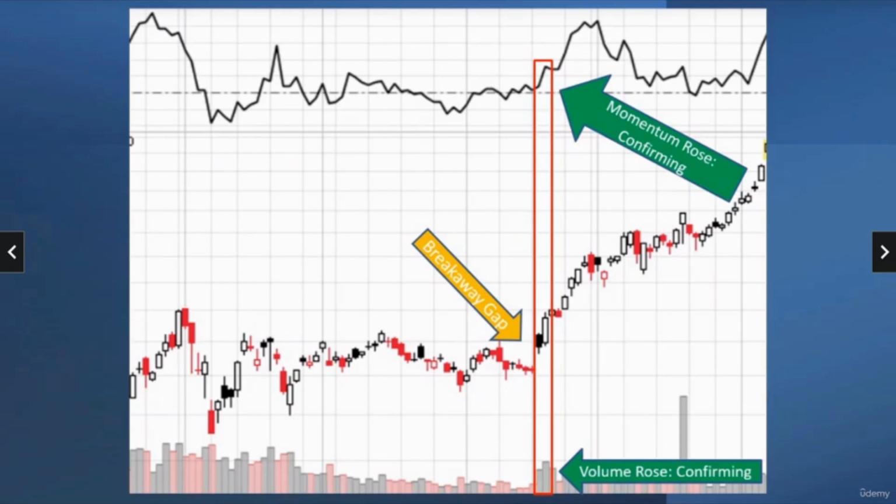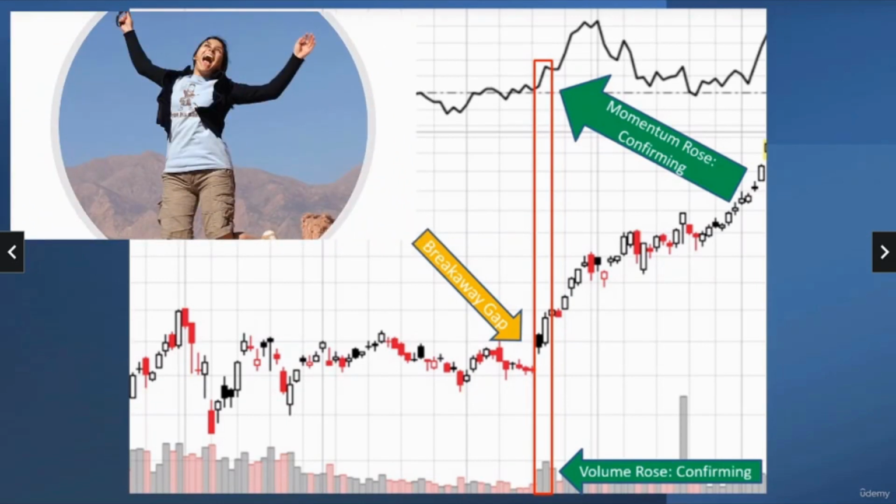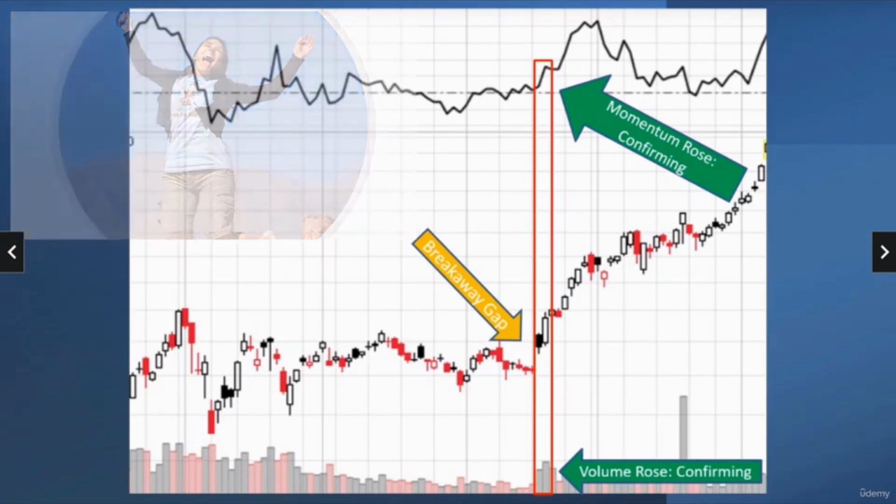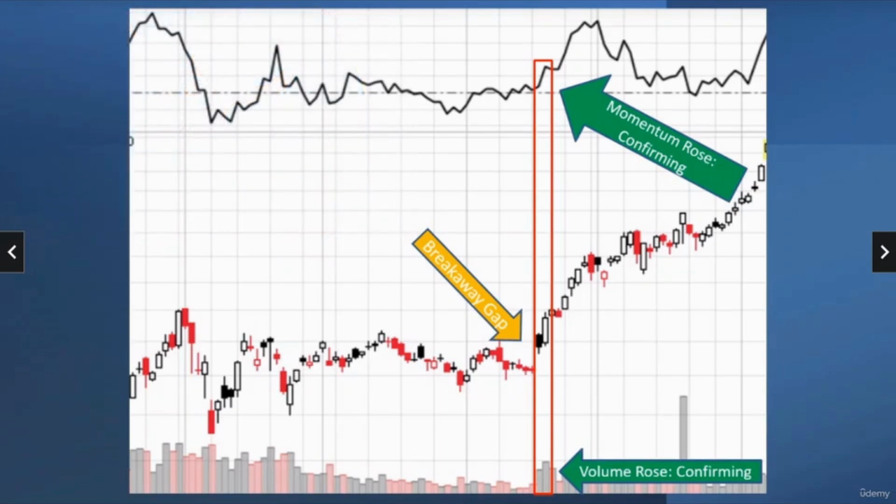So at this point, you should be very happy. Yay! That's a good strong indicator confirmed 3 ways. Again, nothing's perfect, but that's a really good strong indication, confirming it with multiple different things beyond just the breakaway gap, which might have been your primary indicator.